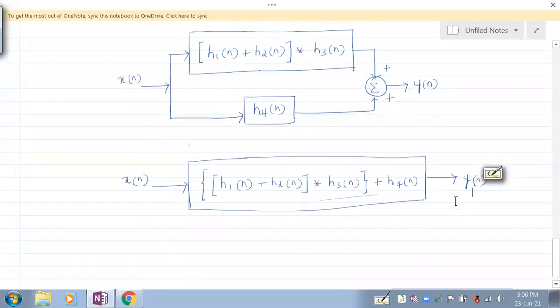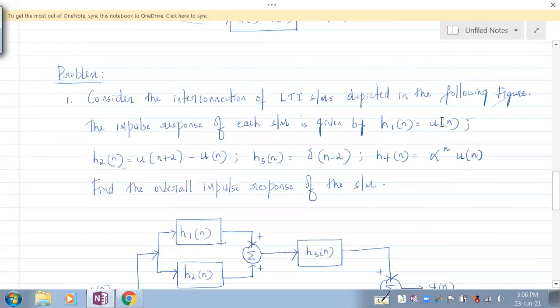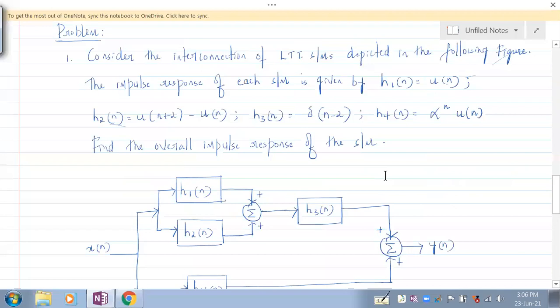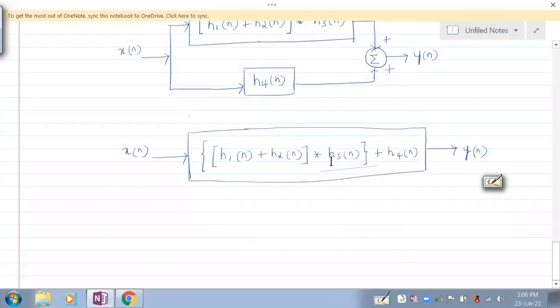Get this point, everybody? Now you need to bring all these in. h1 of n is this, h2 of n is this. So you need to bring all these into this equation and see what would happen. Everybody get that point? Okay, so let's do it now.